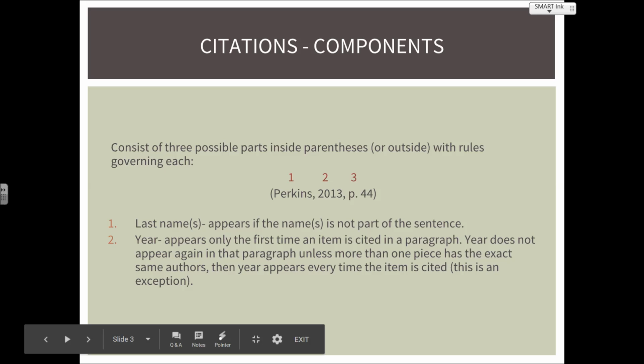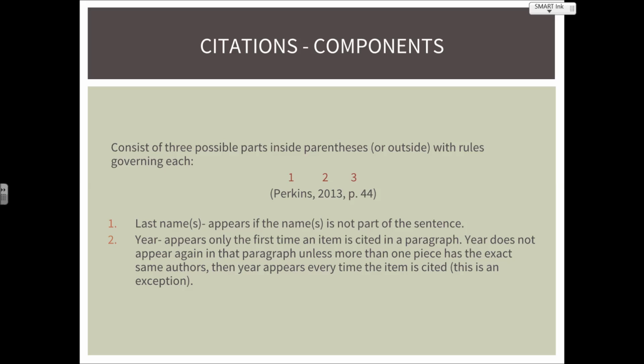Year appears the first time in a paragraph, but no other times in the paragraph. The only exception here is, let's say I've got two articles by the same person, Perkins, but one of those was in 2013, one of those was in 2017. I need to know which Perkins article I'm talking about in the paper. The exception here is if you've got that situation where same person but two different years, you got to put the year in every time. But it's an exception again.